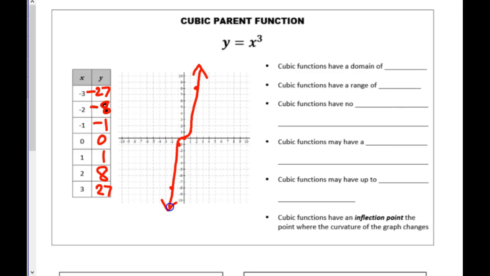Now, can we answer the first two blanks? Yes, we can, because we just did it on the warm-up, right? What's the domain and range? Negative infinity to positive infinity, right? All right, so let's write that down. Negative infinity to positive infinity. Negative infinity to positive infinity. Everyone get that down?